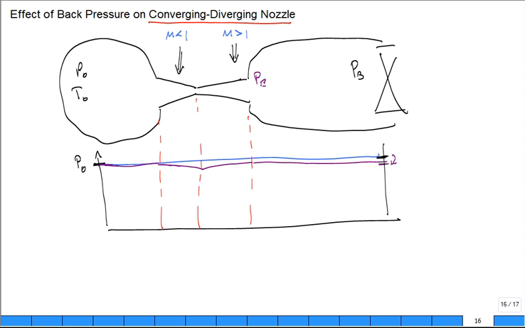Now the question is, is the pressure in the throat less than the exit pressure? Yes or no? Is the pressure in the throat, for this case, subsonic everywhere, less than the exit pressure?